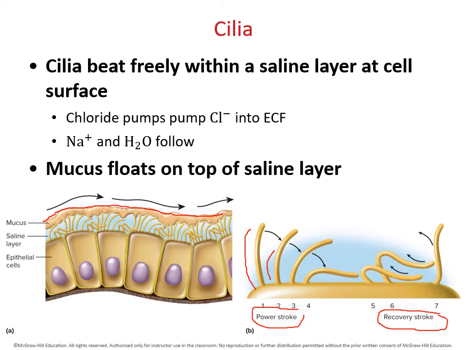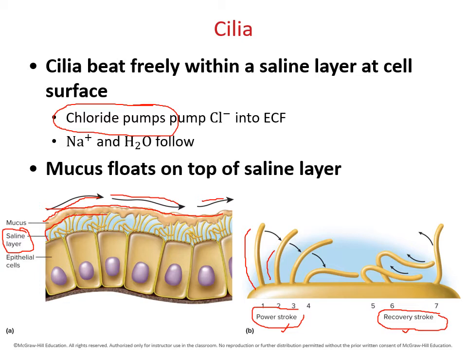It turns out that anytime we take a look at cilia and its power stroke and its recovery stroke, oftentimes it will utilize chloride pumps to create a little salt or saline layer. And the saline layer will completely submerge the cilia, and it will allow the mucus to float on top of the saline layer. And then inside the layer, we can have the power stroking and the recovery stroking going on, creating the motion that's needed to move the mucus from point A to point B.